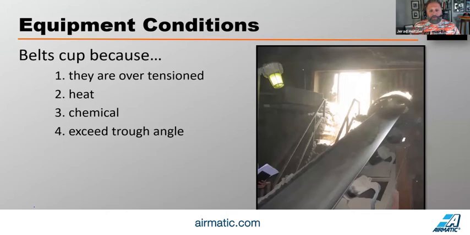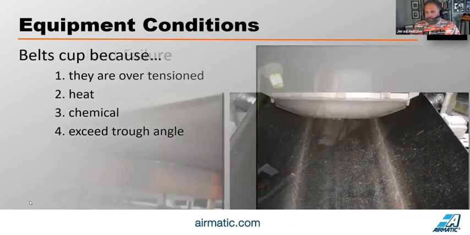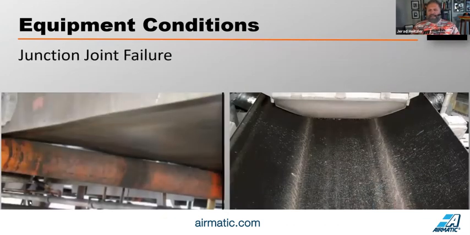Certain chemicals could cause the belt to cup. There can sometimes be a chemical reaction between the chemical that you might be using and the compound of the rubber. That can cause the belts to cup. And then also if you exceed the troughability or trough angle of the belt. Another reason a belt might not make full contact with a rolling component is what we call junction joint failure.